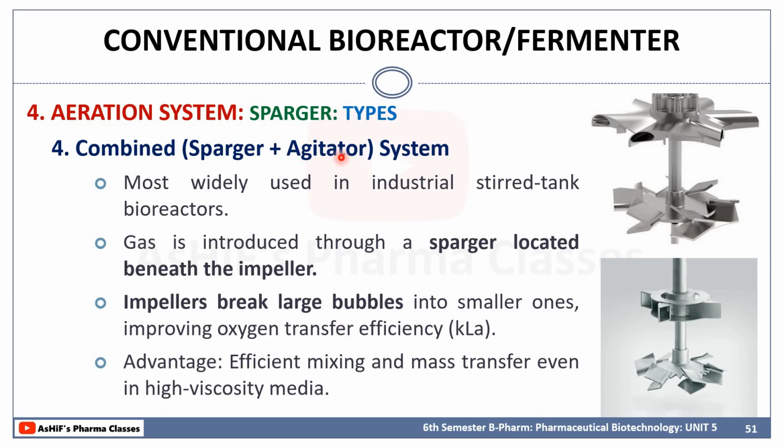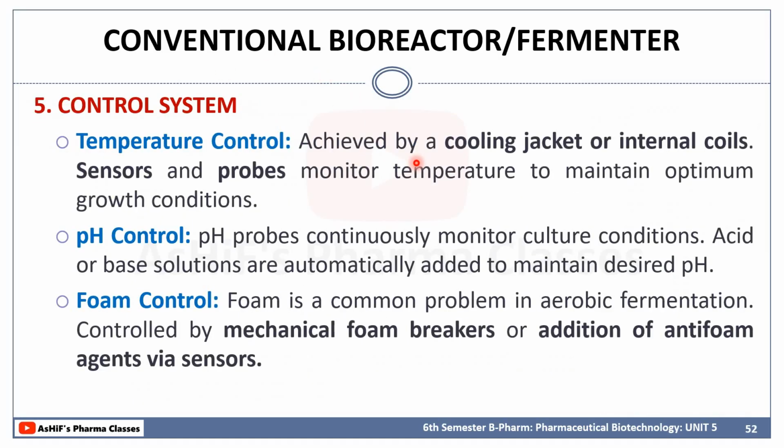So this is all about the aeration system, that is the sparger, which is used in the conventional fermenter. Now coming to the next part of the conventional fermenter, that is the control system. We have three types of control system: temperature control system, pH control system, and foam control system. Usually temperature control is achieved by the cooling jacket or internal coils.